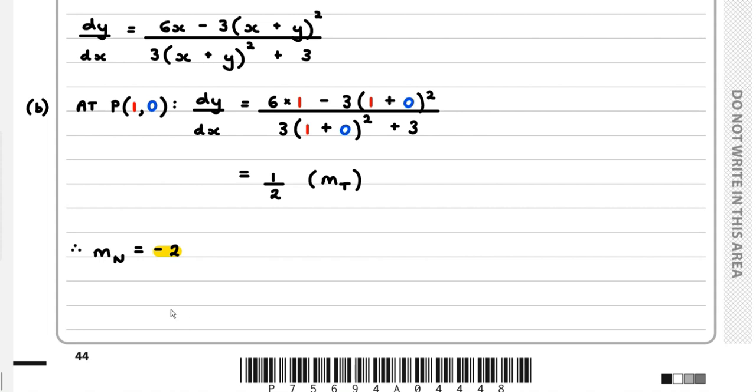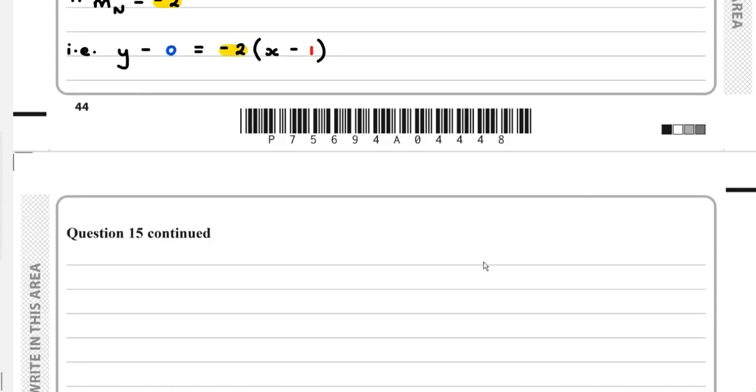So, using y minus y1 equals m times x minus x1, I've got y subtract 0 equals negative 2 multiplied by x minus 1. And if I expand and simplify, I end up with y equals negative 2x plus 2.